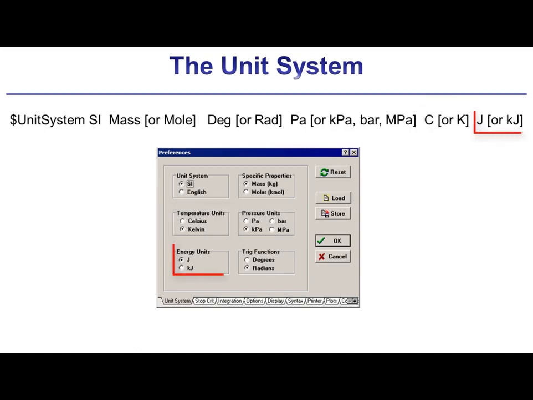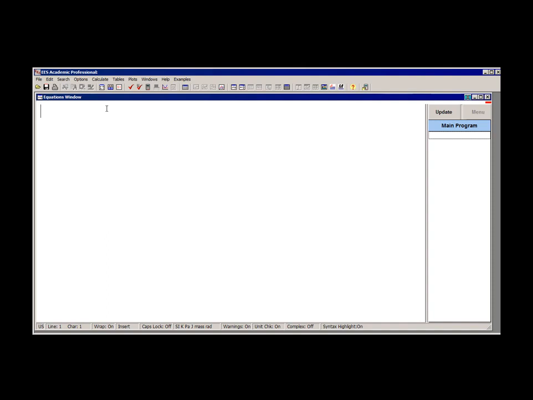So as an example, the following line placed in the equations window will set the EES unit system to standard SI units, temperature in Kelvin, pressure in Pascal, and energy in joules. Specific properties will be expressed on a mass basis, and also trigonometric functions will expect and return angles in radians. So this clearly shows the user what the unit system is for the EES code that follows. The selections can be made in any order.